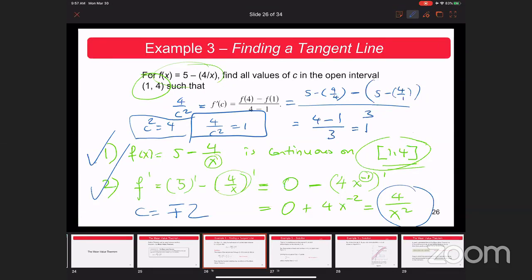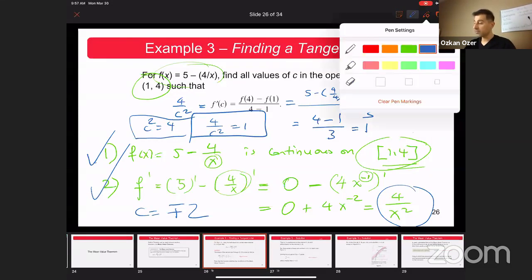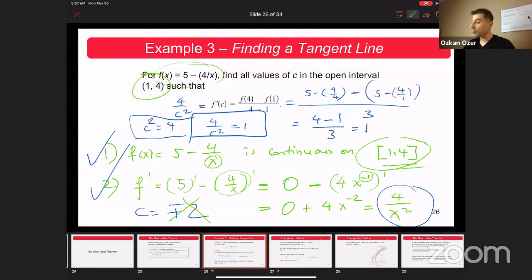Well, you have to watch out because our interval is 1, 4. Minus 2 doesn't belong there. So we only go with plus 2. So this one says that at x equals 2, or c equals 2, the slope of the tangent line is exactly equal to 1.